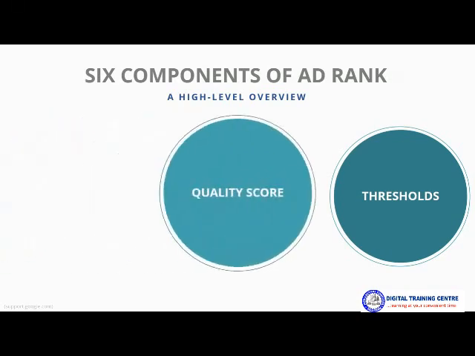Then there is quality score, and this is related to your keywords, ads, and landing page. More on this just now. And your bid is obviously a factor as well. Your bid is essentially saying to Google, this is the maximum I'm willing to pay per click. And that would have an effect on where you would rank.